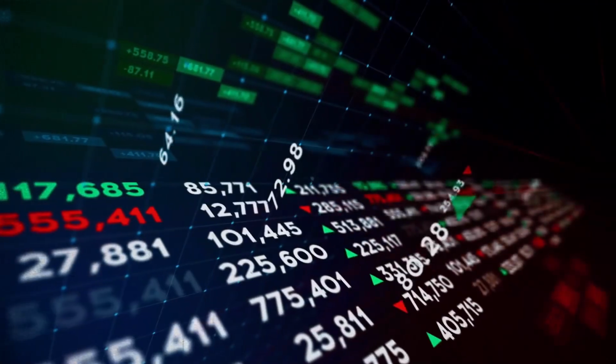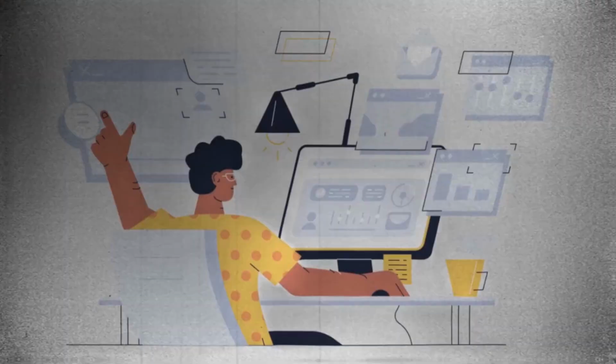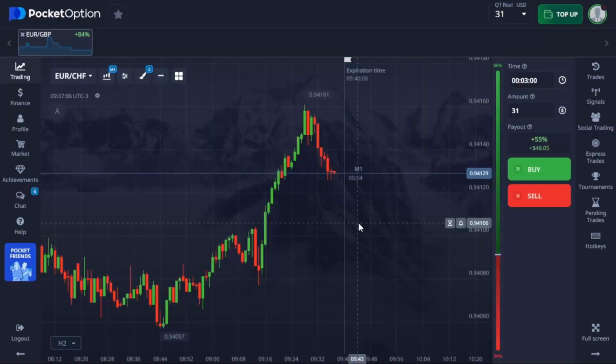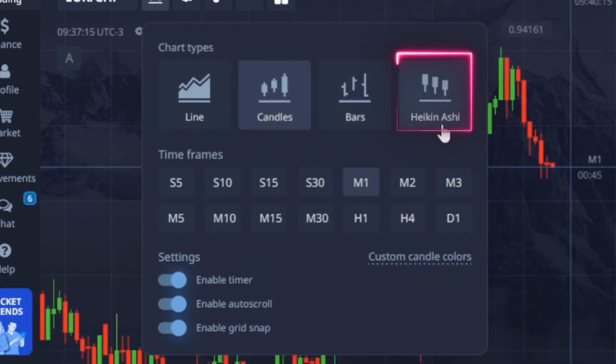We use the financial market as reference and apply the concepts of Hand of God combined with another indicator. For those unfamiliar, the Hand of God is a strategy with two averages and Heiken Ashi candles. We will configure the settings and use Heiken Ashi candles right here and set the time frame to M1.